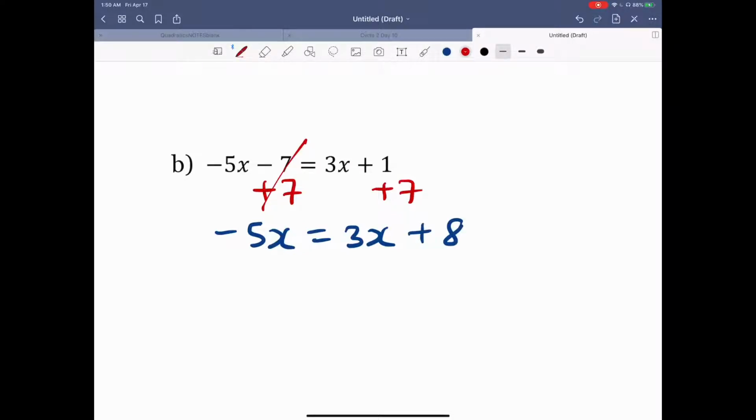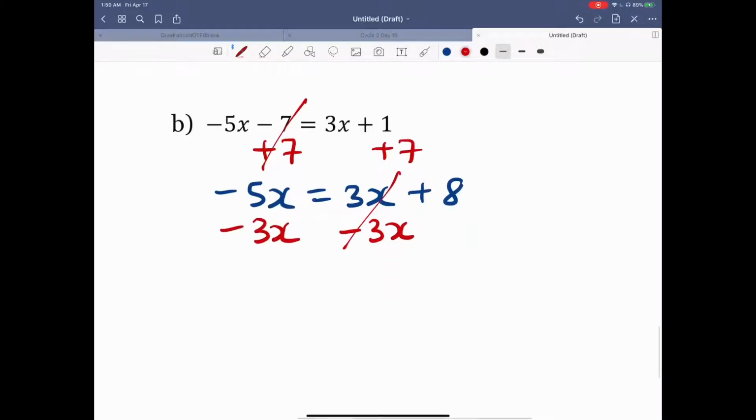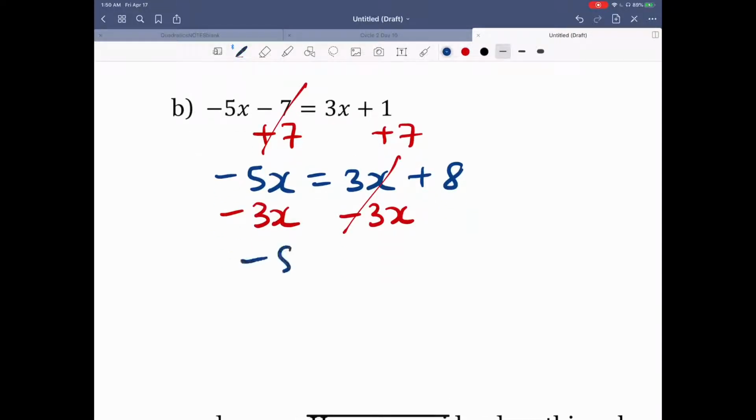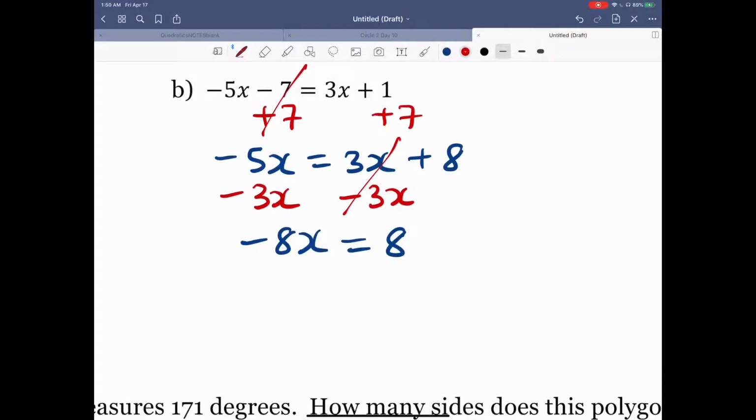Next, I'm going to get x's to one side. I already have the x by itself on the left, so it's going to be easiest to move the 3x over. So I'm going to do that by subtracting 3x from both sides, and I get negative 8x equals 8. Last step. I want to get x by itself, but it is being multiplied by negative 8. I'm going to divide by negative 8, and x is equal to negative 1.